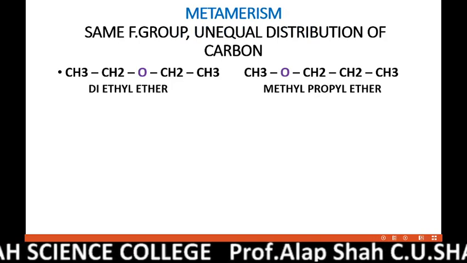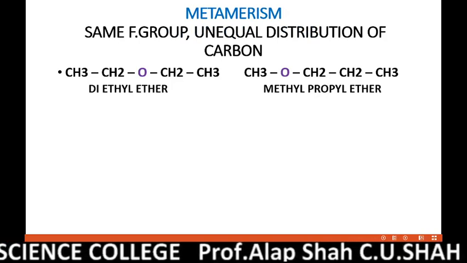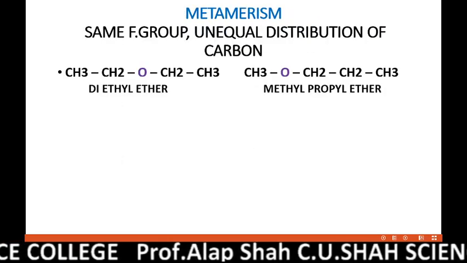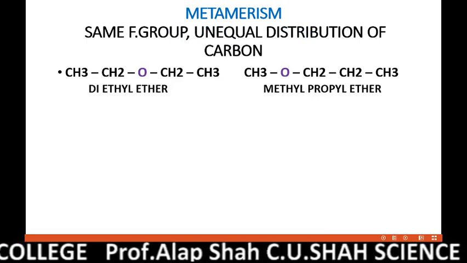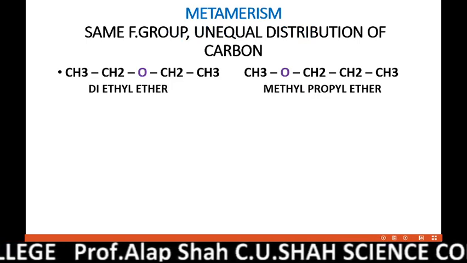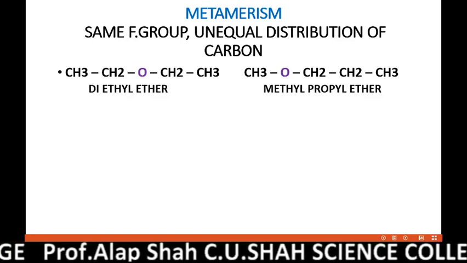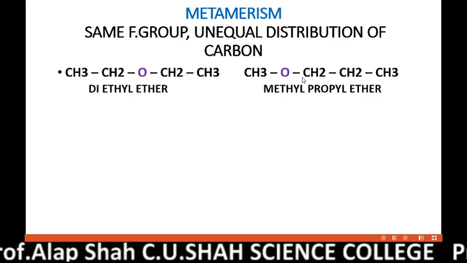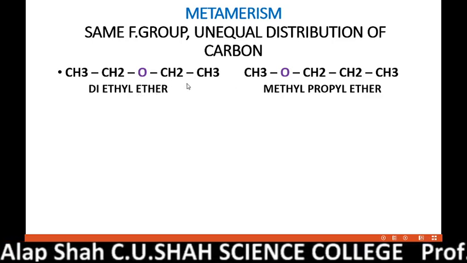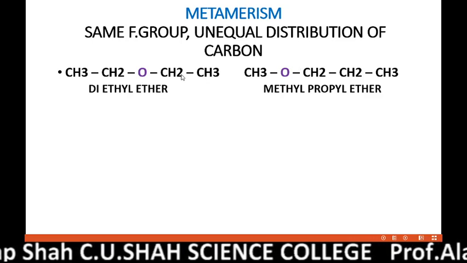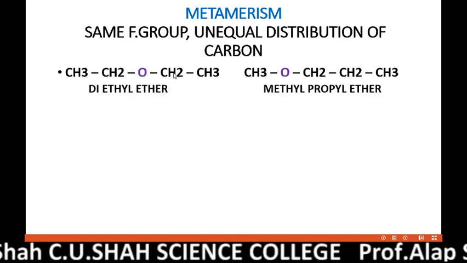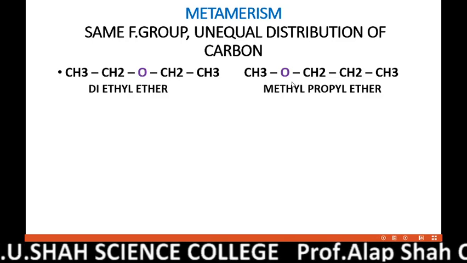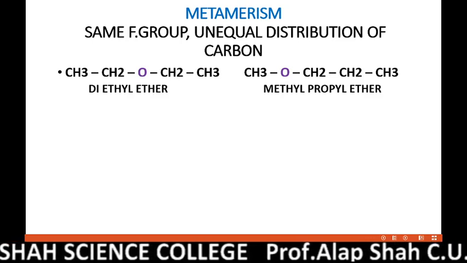Metamerism almost resembles position isomerism, but the basic difference is that the carbon skeleton is different because of unequal distribution of carbon. Here the functional group remains the same. See the example of diethyl ether and methyl propyl ether. The functional group is the same, ether, but see the unequal distribution of carbon. On both sides of oxygen there are two carbons, while here there are 1 and 3, but otherwise both are ethers. So they are called metamers of each other.